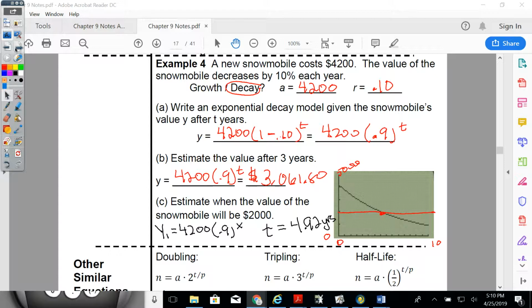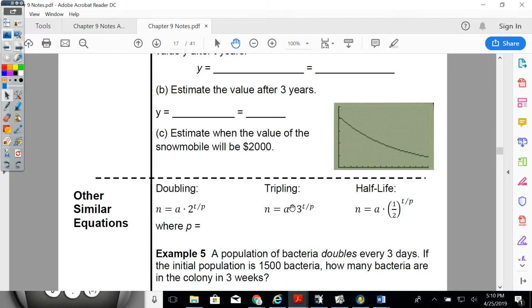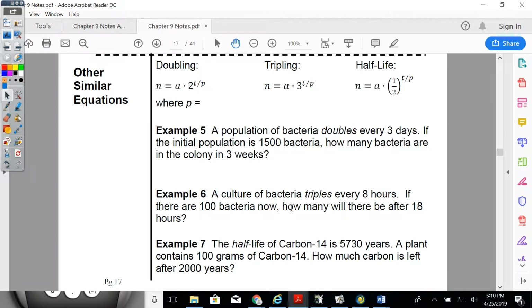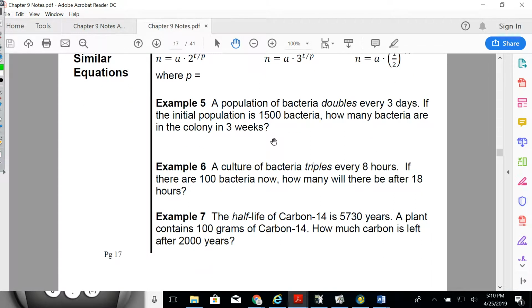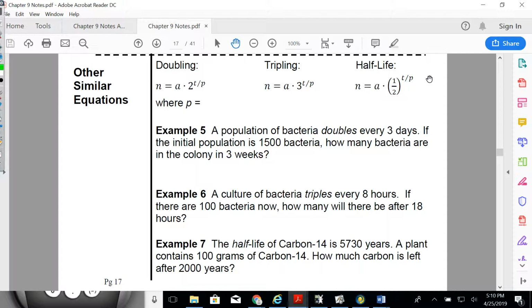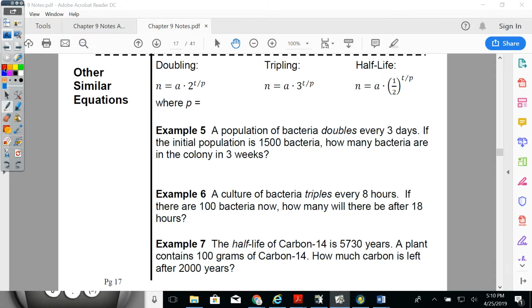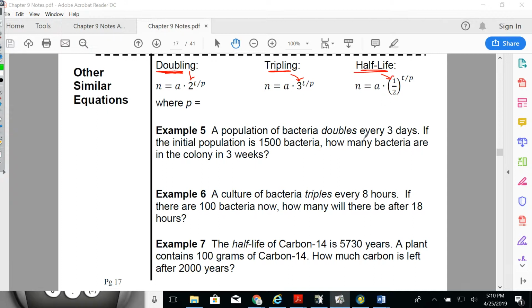All right, the other 3, they're very short. They're very similar to growth and decay. So there's a doubling formula, there's a tripling formula, and then there's a half-life formula. Notice a lot of these are the same values. The A is your initial amount. We don't have an R value because for doubling, the base is 2. Tripling, the base is 3. And half-life, the base is half.